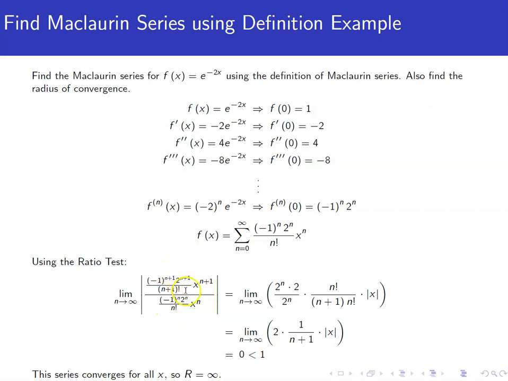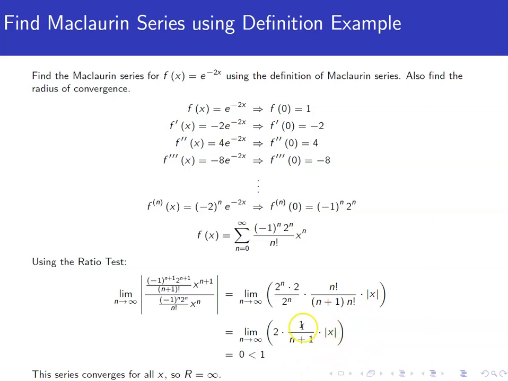So we'll have n factorial over n plus 1 factorial. The n plus 1 factorial can be written as n plus 1 times n factorial. x to the n plus 1 over x to the n gives us just an x. The absolute value actually applies to that x because it could be positive or negative. So we have absolute value of x sitting here. Things cancel. The 2 to the n's cancel, leaving the 2. The n factorials cancel, leaving 1 over n plus 1. And then times absolute value of x.